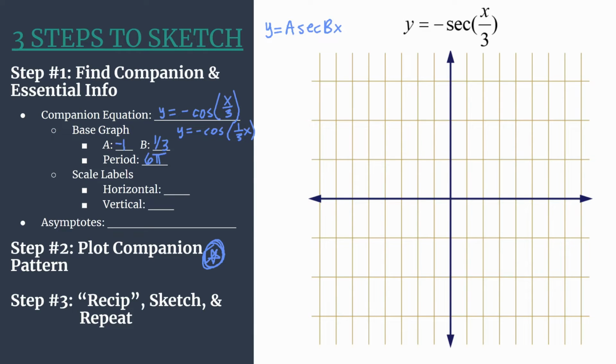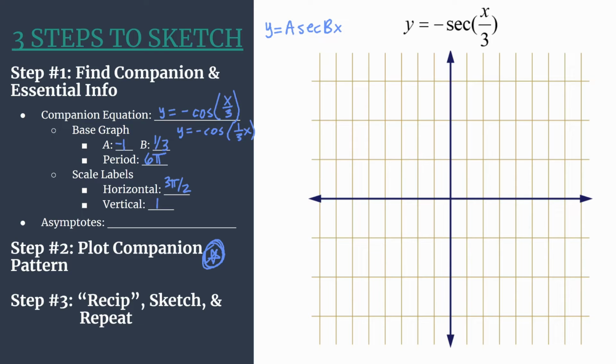And now that we know the information about our base graph, let's choose how to label our axes. So the horizontal labels are the most important in my opinion, and we are going to choose this very intentionally. Take your period and divide by 4. So 6 pi divided by 4 is going to be 3 pi over 2 when we simplify. And we do this so that when we plot our companion pattern in the next step, each key point will align with each horizontal tick mark. Makes for a nice, neat graph. All right, our vertical label, 1 will usually work really well. So let's take a minute to go ahead and label our axes.